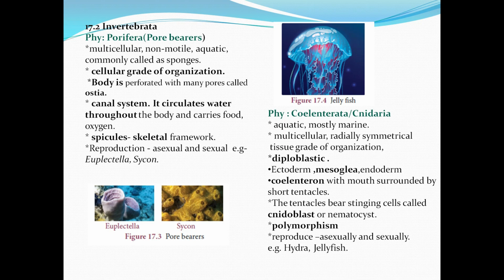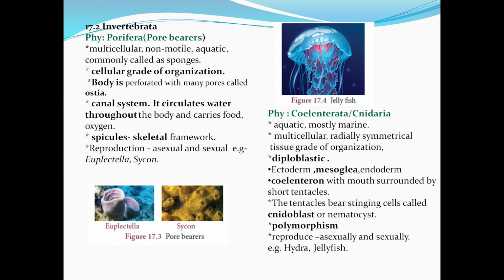And they exhibit cellular grade of organization. Cellular grade of organization means that even though all these organisms are multicellular, all the metabolic activities are carried out by the cells independently. They will not combine to form tissue. The body is perforated with many pores which are called ostia. The water enters through these ostia and gets into a system called the canal system inside the body. The water circulates in this canal system throughout the body and carries food and oxygen to every cell of the organism.